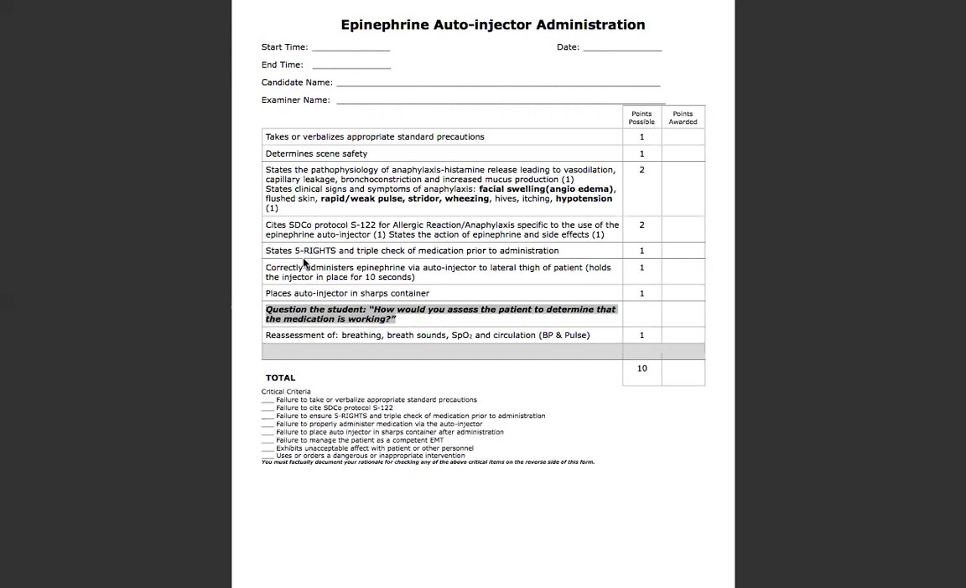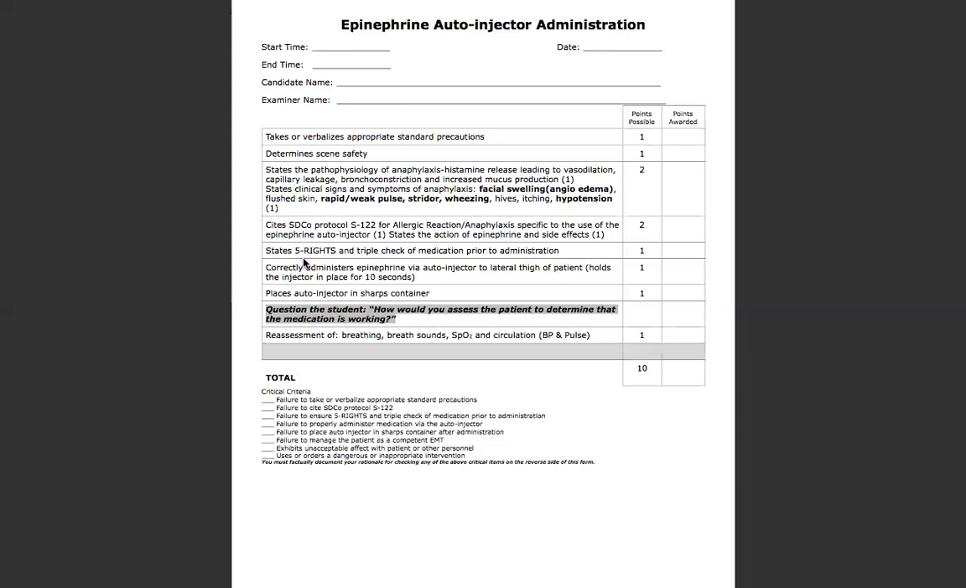So remember, for the 5 rights, PM Dre, right patient, they're showing signs and symptoms of anaphylaxis. Right medication, this is epinephrine to counteract the effects of the anaphylactic reaction. D, dose, 0.3 milligrams for the adult patient. That's anybody over 66 pounds. For pediatrics, it's going to be half that, 0.15. But right now, this is an adult patient.